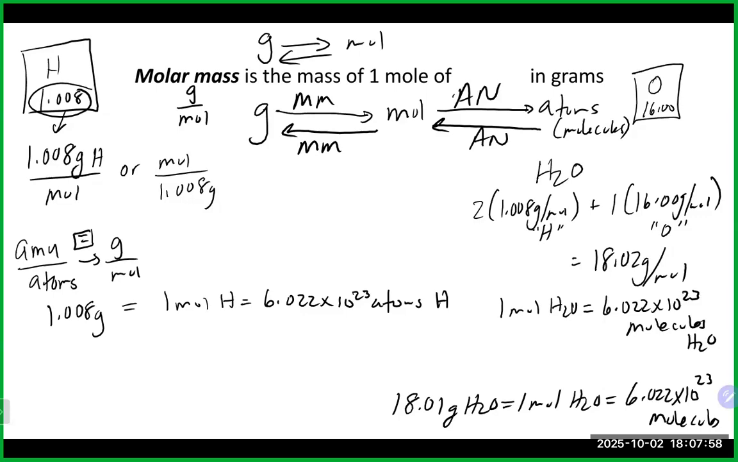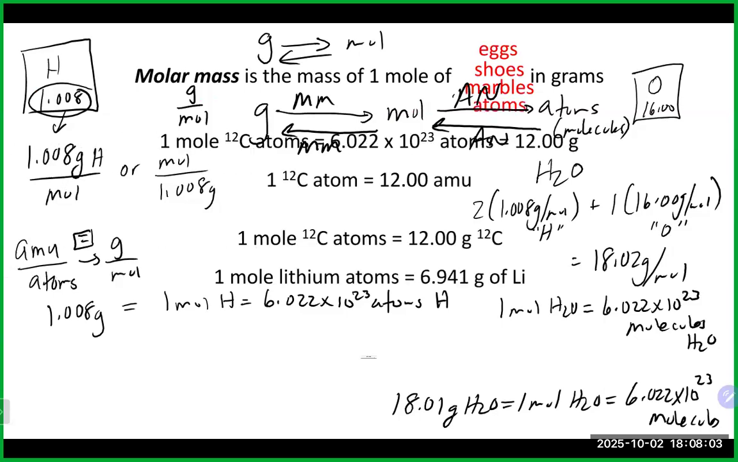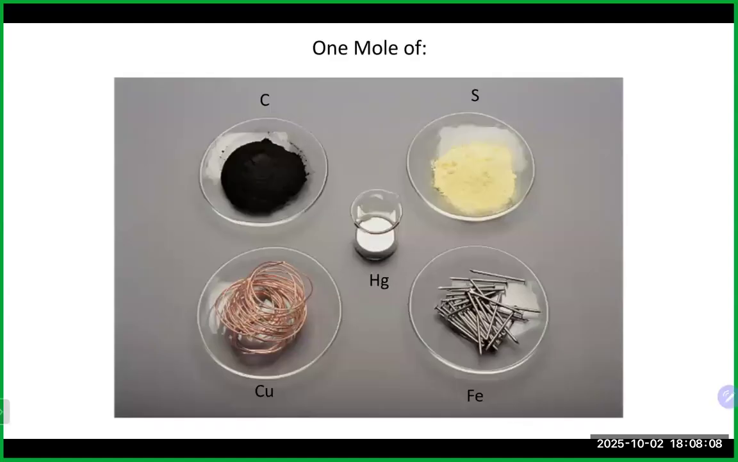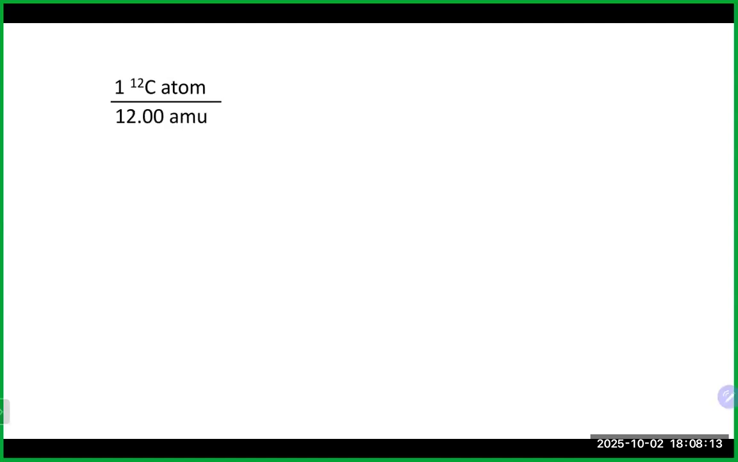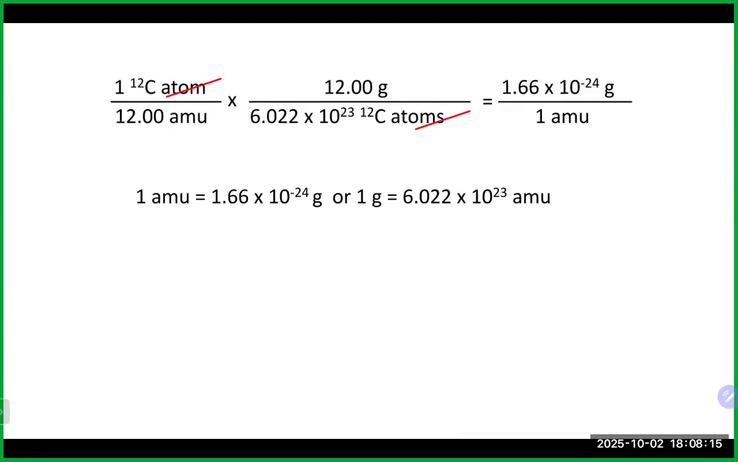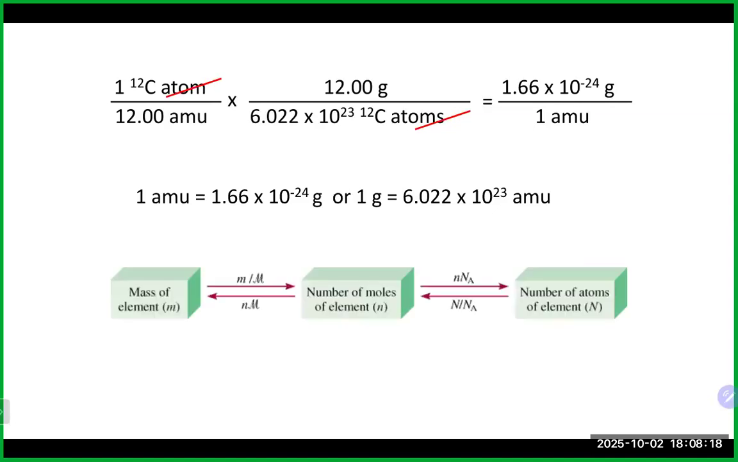So let's try some here, I think, maybe. My eggs and marbles back. Here is a mole of all these different sort of elements. And again, there's our relationship between AMU and grams. And like I said, numerically speaking, atomic mass and AMU per atom is the same as it is per grams per mole. And again, using Avogadro's number in that conversion is what allows them to be the same.